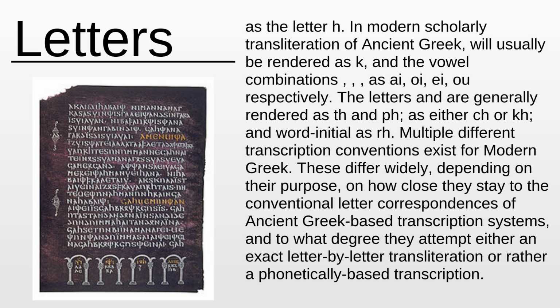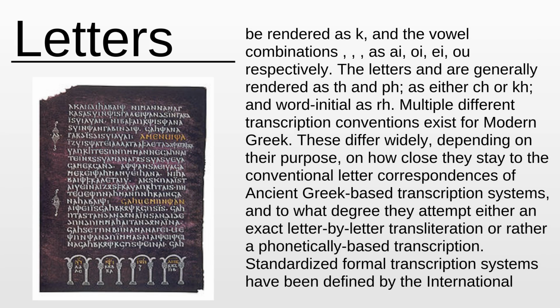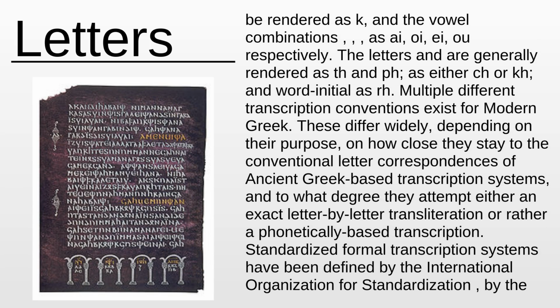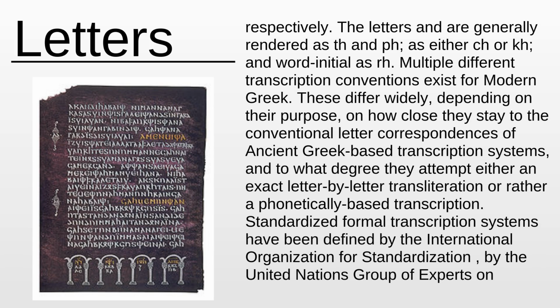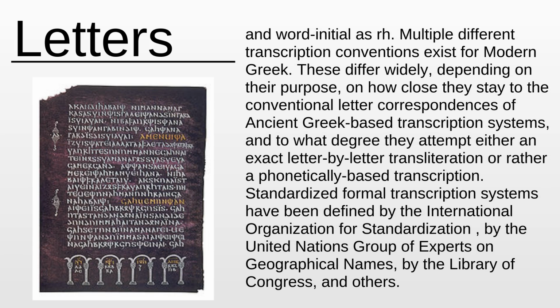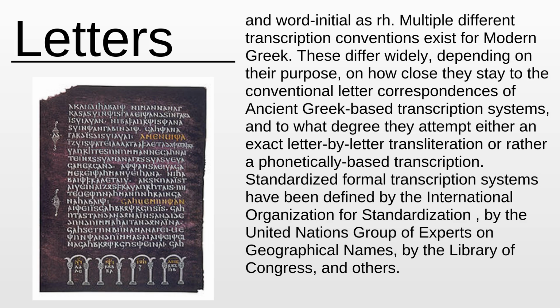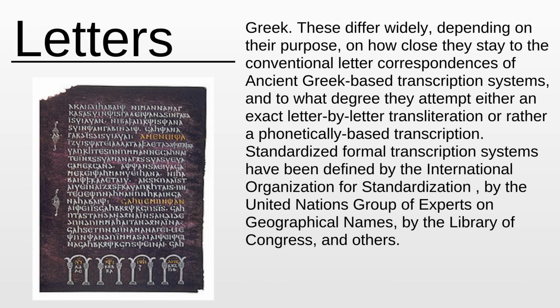In modern scholarly transliteration of ancient Greek, κ will usually be rendered as k, and the vowel combinations αι, οι, ει, ου as ai, oi, ei, ou respectively. The letters θ, φ, χ are generally rendered as th, ph, and either ch or kh, and word-initial ρ as rh. Multiple different transcription conventions exist for modern Greek.